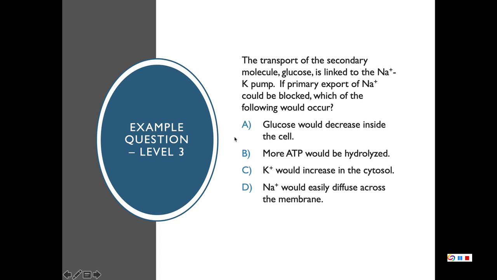And so our choices are glucose would decrease inside the cell, more ATP would be hydrolyzed, potassium would increase in the cytosol, and sodium would easily diffuse across the membrane. So we're going to instantly kick this one out. Sodium would easily diffuse across the membrane.